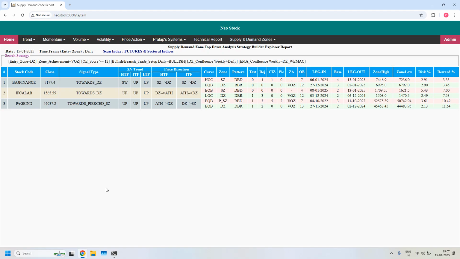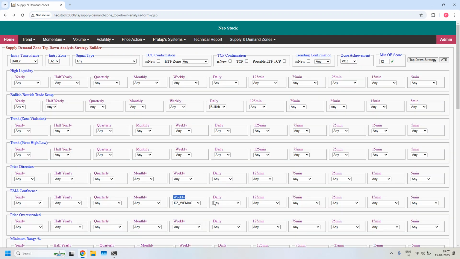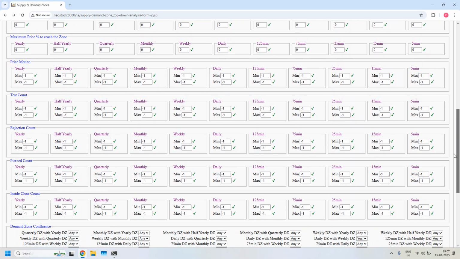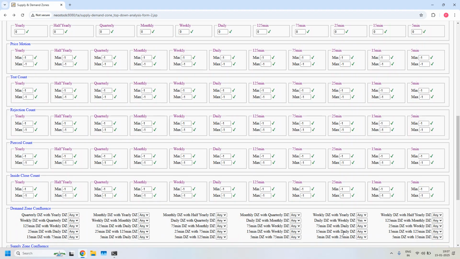Okay, this is a LTF, ITF based filter. Next, LTF, ITF and even HTF zone confluence. So removing ITF filter, let's focus on even HTF. So in the demand zone confluence, 3 filters we have to set. First filter is already enabled. Second filter daily with monthly demand zone confluence. Third filter weekly and monthly demand zone confluence.